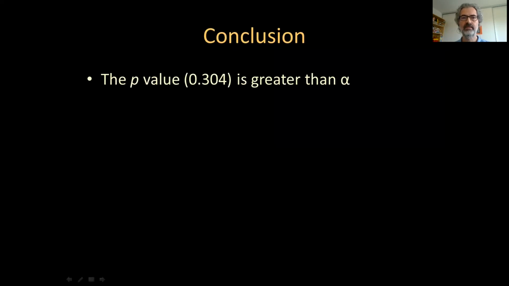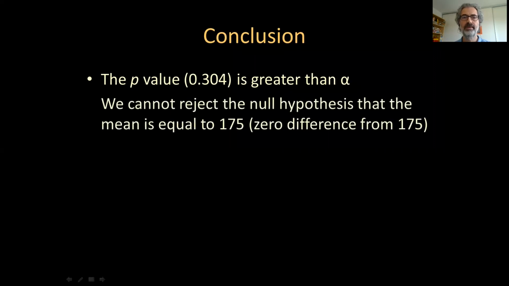So this is our p-value, and it is greater than our alpha level, whatever our alpha level is. It's not going to be 0.3. If we use the conventional alpha level of 0.05, we can see that this p-value is much greater than that. Therefore, we cannot reject the null hypothesis. Which null hypothesis can we not reject? We cannot reject the null hypothesis that the difference of our mean from 175 is 0.